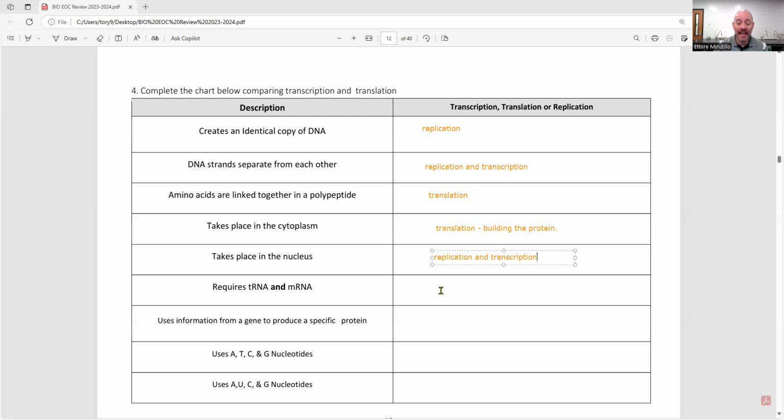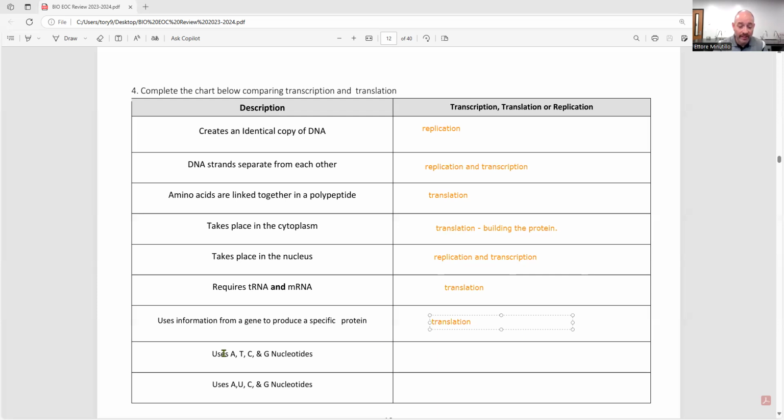Requires tRNA and mRNA. tRNA is transfer RNA, the one bringing the amino acids in. mRNA is the copy of the genetic code that we're using. The only one that uses them both is translation in the building of that protein. Uses information from a gene to produce a specific protein. In my opinion, these are all kind of related to each other in this case. But if they're saying using the information from a gene to produce the protein, the only one actually producing anything is translation.